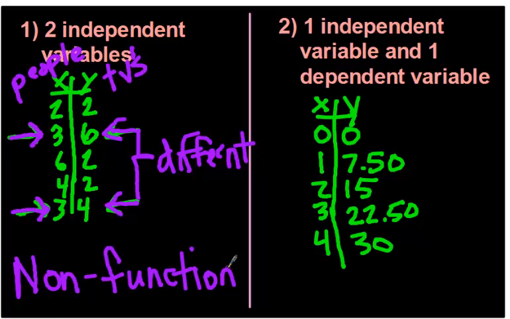So this is a classic representation of a situation when you have two independent variables. One of them does not necessarily determine the other one.